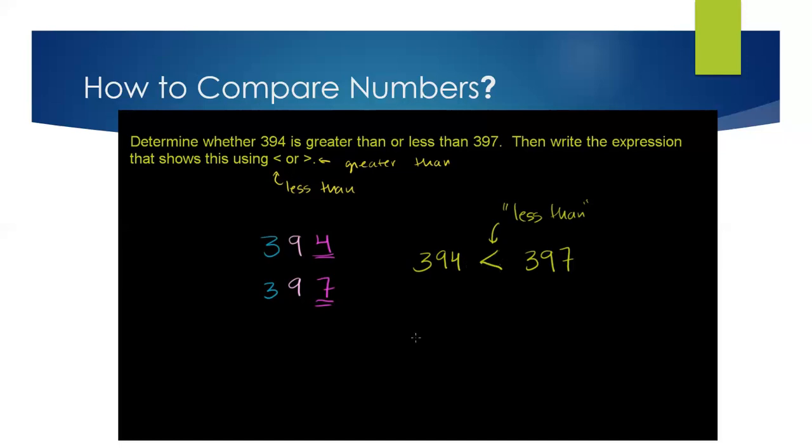We could also write the other way. We could write 397 is greater than 394. And once again, the bigger number is the side that this little thing is opening onto, or the side that has I guess the bigger side of this symbol right here. This point is the smaller side. This out here is the bigger side. That's where you put the large number. Greater than, less than.